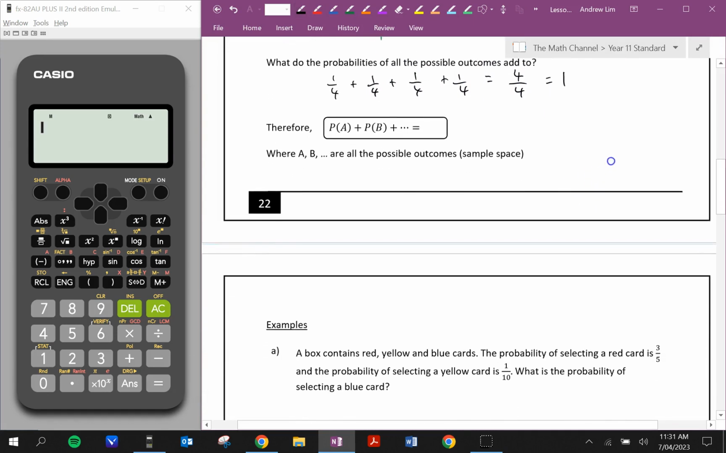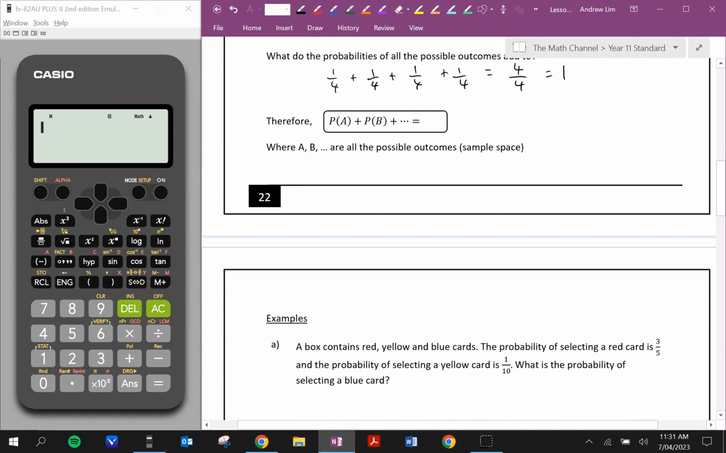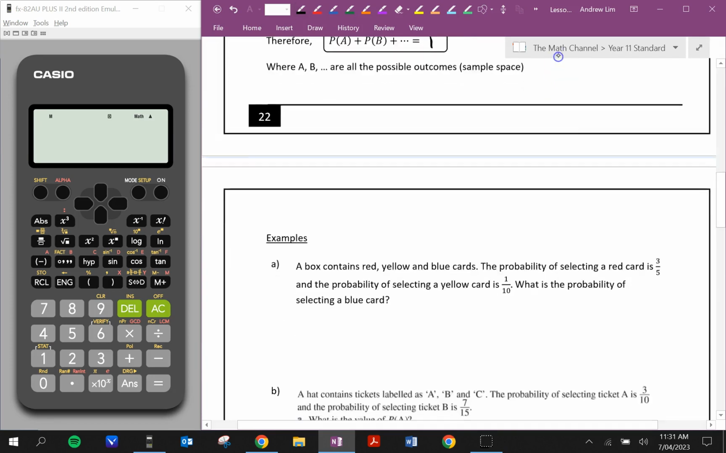So, what can we conclude from these 2 examples? We can conclude that the probability of event A plus the probability of event B plus all the way for all of the possible outcomes, in other words the sample space, they will add to 1. Okay? So let's have a look at some examples here.